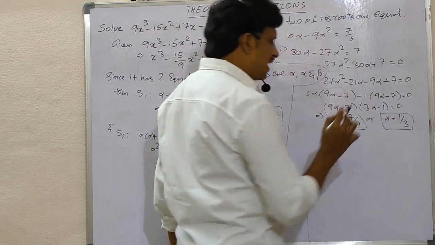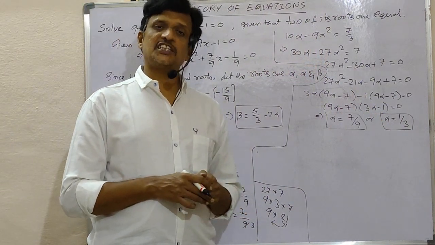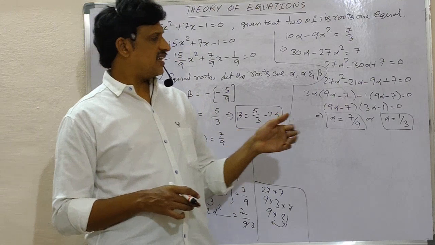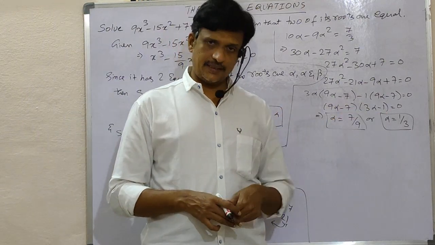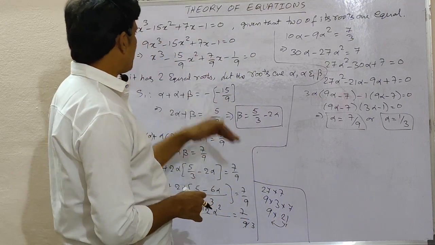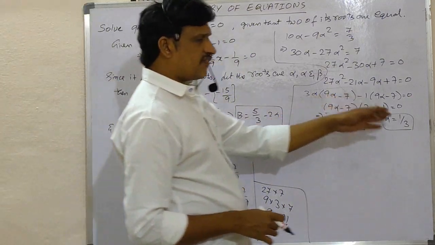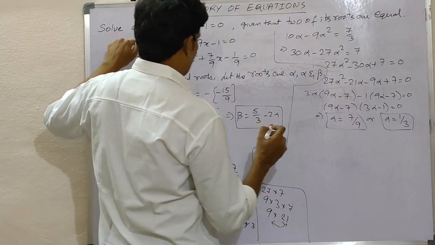If you get two values for alpha like this, then you need to verify which of these two is satisfying. Here the value of alpha is either 7 by 9 or 1 by 3. One of these two is satisfying the given equation, which means by substitution we can verify this. Suppose you take alpha equal to 1 by 3, then verify.